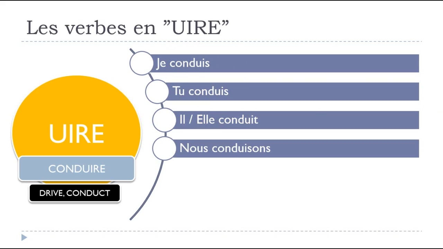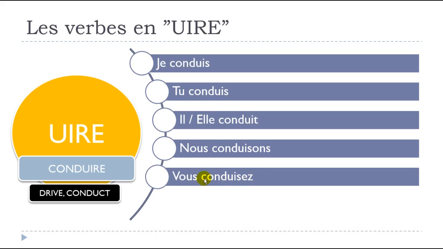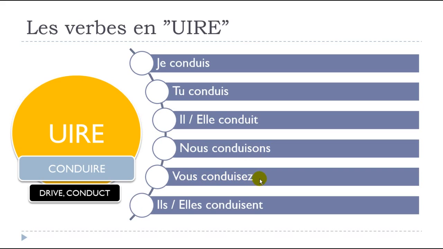And it's actually not that difficult, but then of course most of you maybe would like to see R here, but then no, it's not the case because it will become S. Nous conduisons. Okay, and the good news is that it will stay for vous, vous conduisez, and then also for ils, elles conduisent. Okay, so one more time. Je conduis, tu conduis, il conduit, elle conduit, nous conduisons, vous conduisez, ils conduisent, elles conduisent.